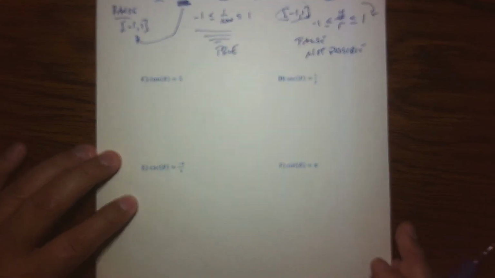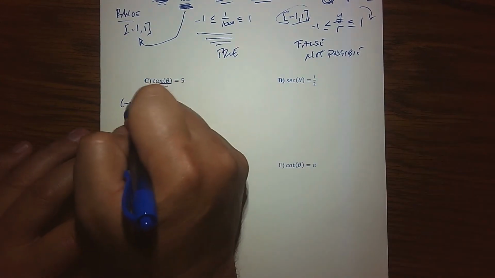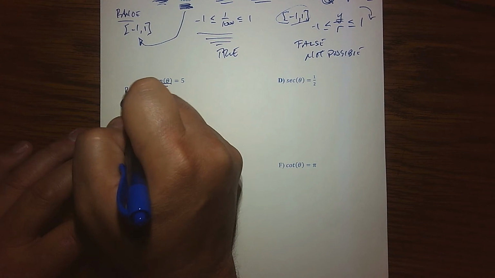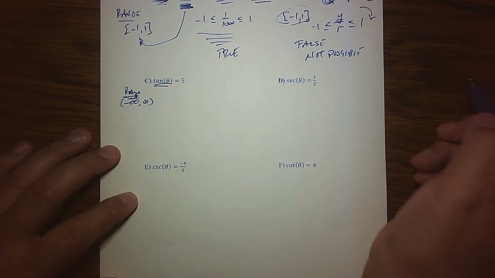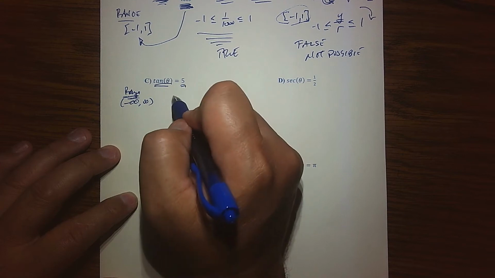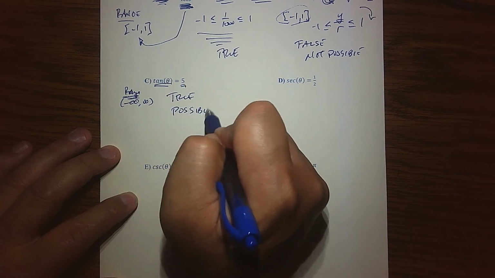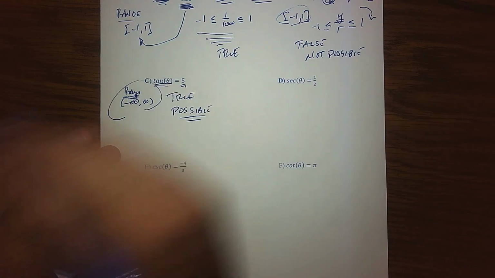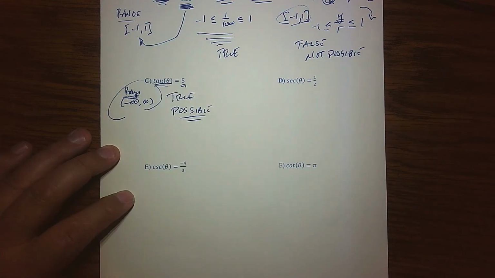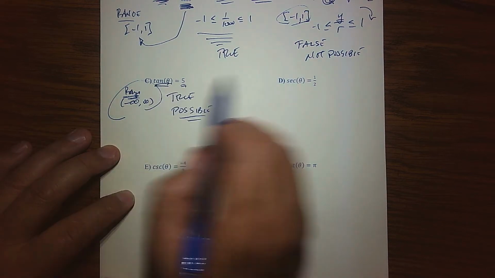Next one, we have the tangent of theta equals 5. Well, what's the thing we learned about tangent? Its range is everybody. Anybody's going to work. So 5 is just about anybody. So this is true. This is very, very possible, because with tangent you can produce any output. So there is some angle that will make the tangent equal to 5.